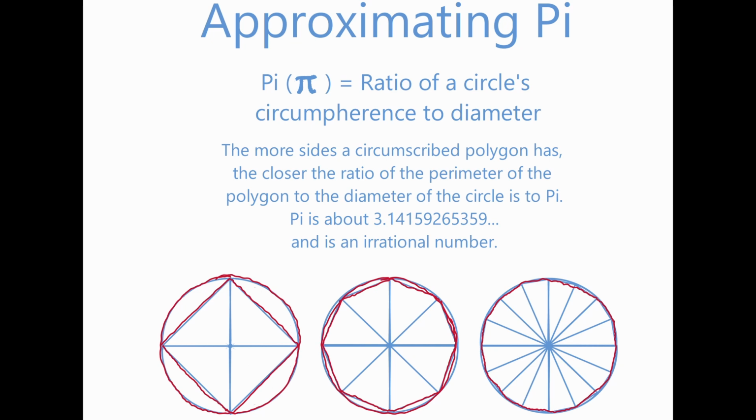So if I have a circle with a diameter of 1, then the ratio of the circumference to the diameter is just going to be the value of the circumference of that circle. So to make our life easier, I'm going to be working with a circle of diameter 1, so I don't have to make an extra division. So let's take a look and see how we can approximate this.